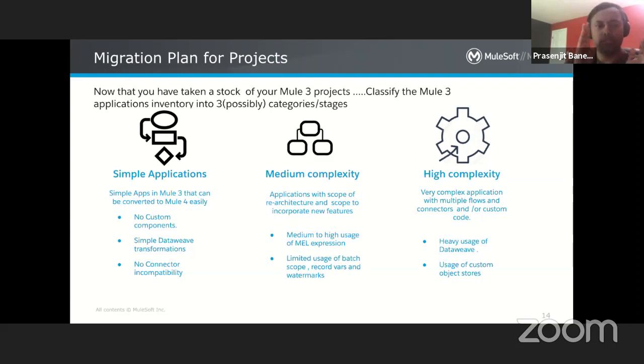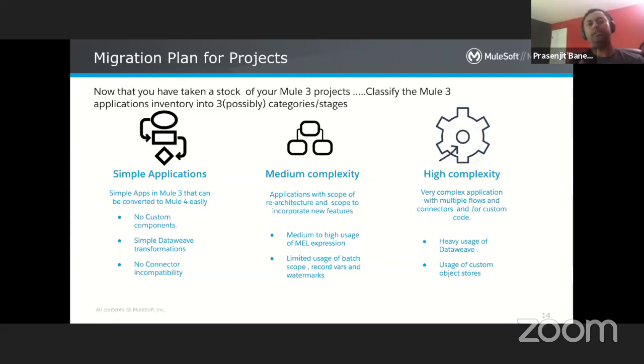But anyways, it's classified into simple, medium. Medium, I would say, has some batch scope, some record vars, some watermarks that you need to transform. Think about them as medium. And high complexity would be very high usage of DataWeave, very high usage of custom object stores, because these are some of the things that you have to transform into the new model. So you need to have some experience of doing that in some of those other steps.